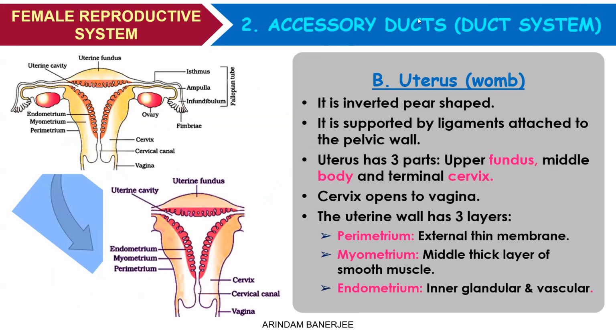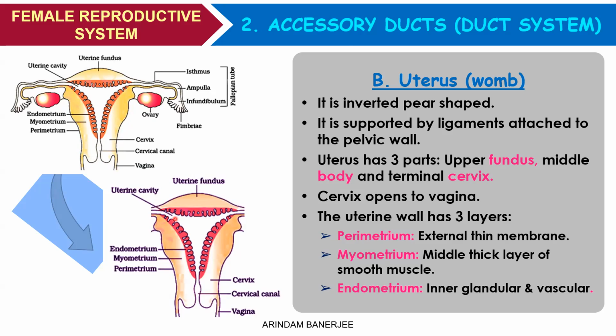In case of the uterus, here you can see the uterus has three types of wall. The outside wall is known as the perimetrium. What is the function of the perimetrium? From the outside, it protects the female reproductive tract. This is the perimetrium, the outer covering. The middle, yellow-colored layer is known as the myometrium. As the name suggests, myo means it's made up of muscles.